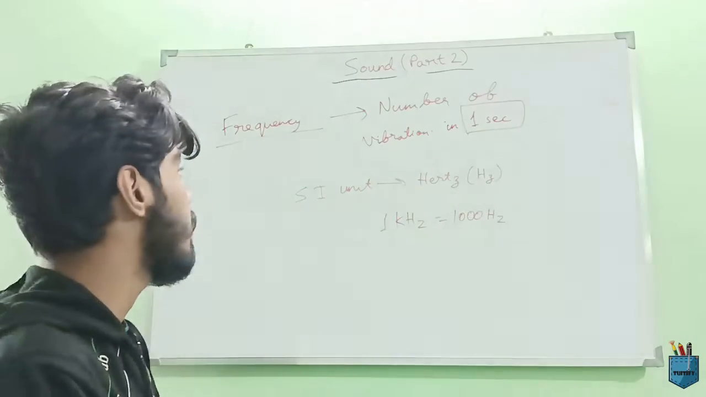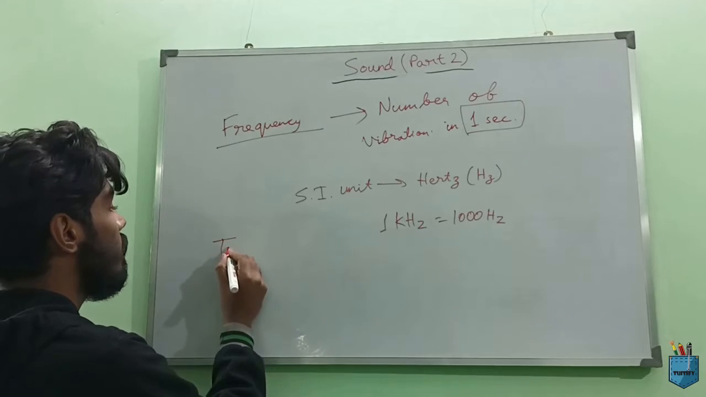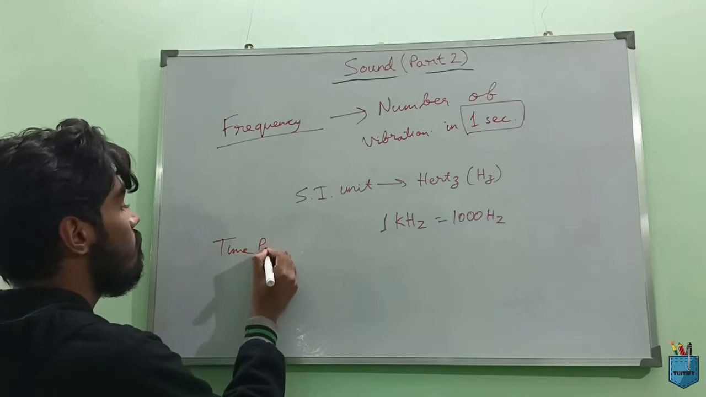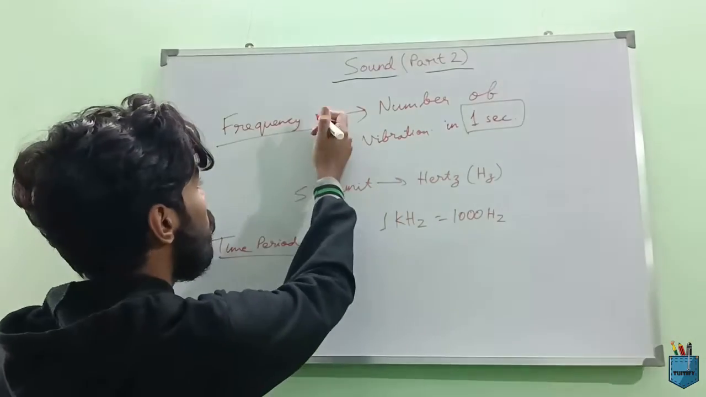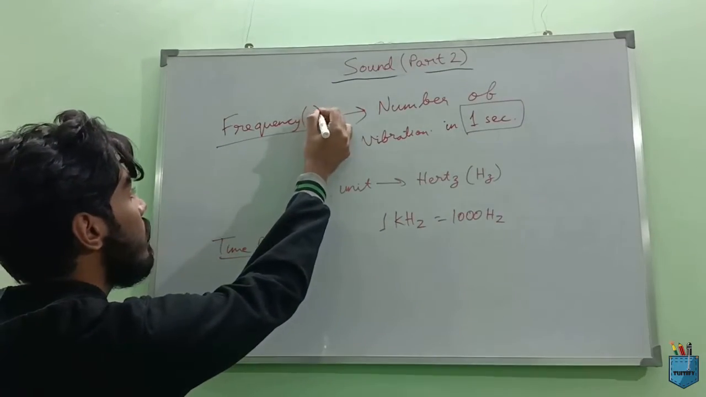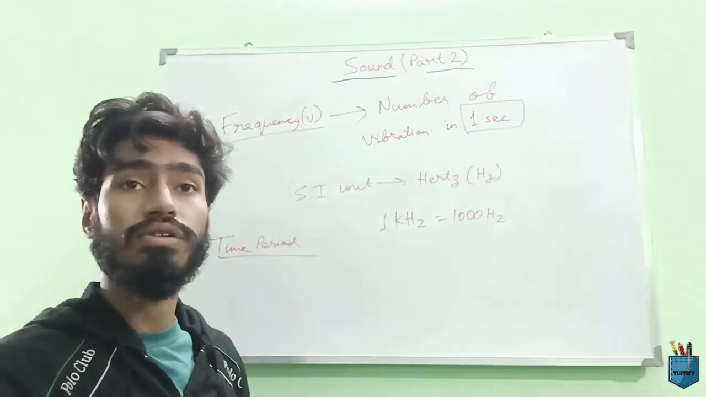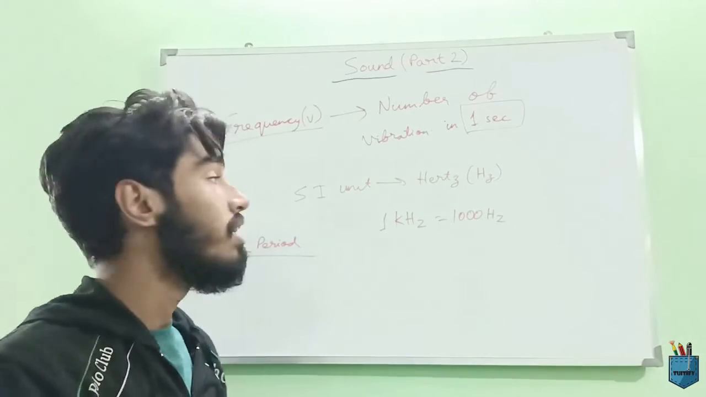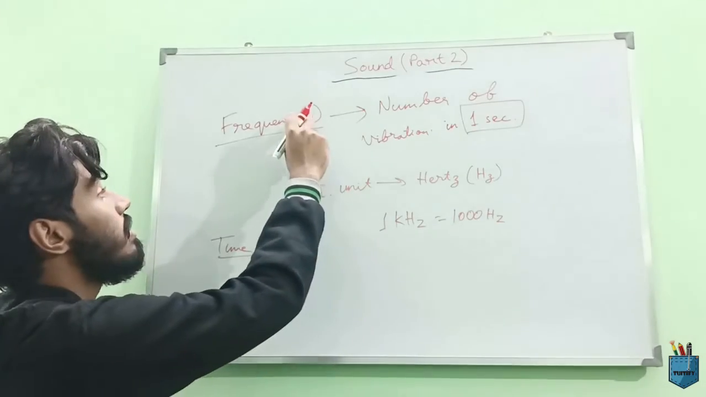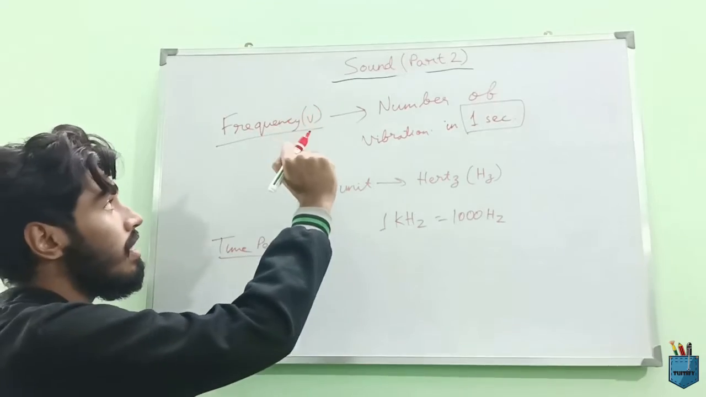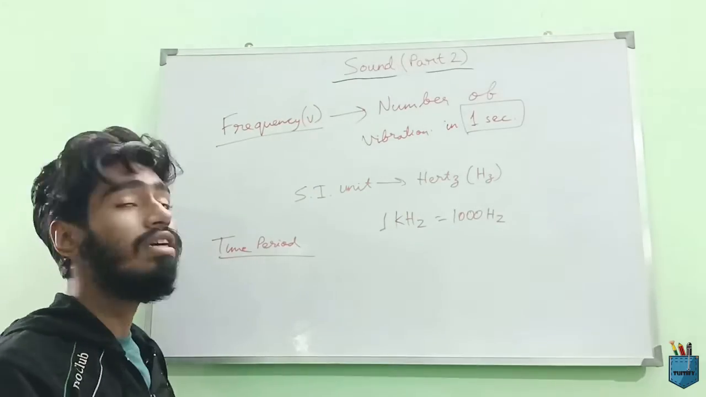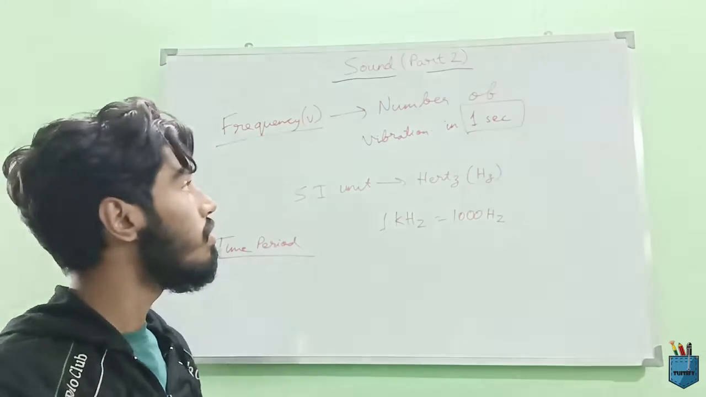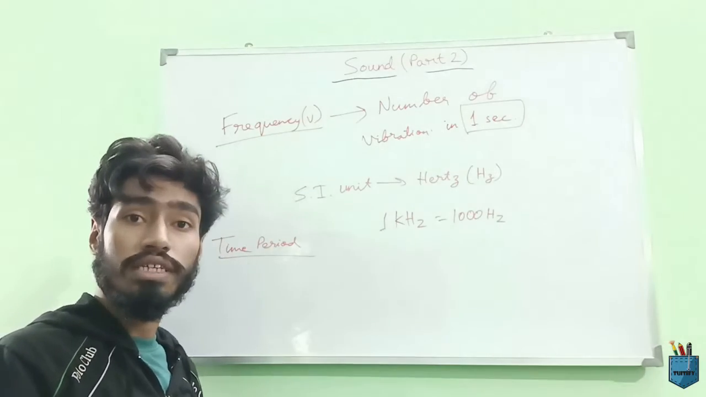The next character which we will study is time period. I am not drawing this part because time period is related to frequency. There is a relation between time period and frequency. Frequency is denoted with the letter ν, which I forgot to write, just as wavelength is denoted with lambda.